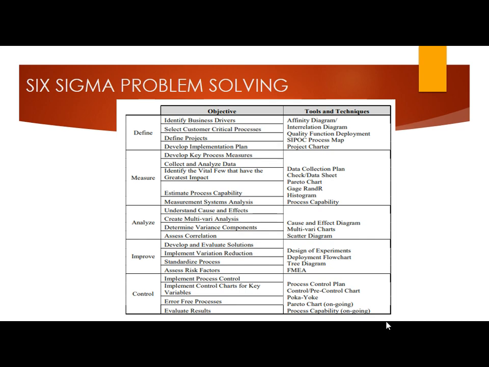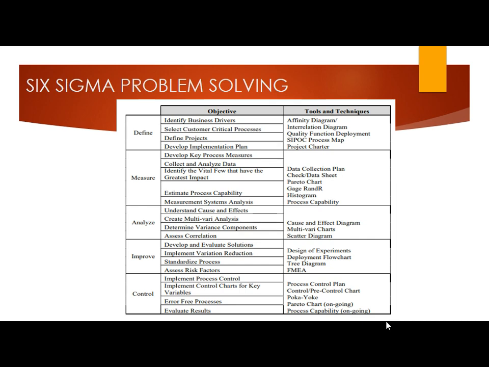For A, that is Analyze, we have objectives like understanding cause and effect, creating multi-variate analysis, assessing correlation, and determining variance components. So we have tools like cause and effect diagram, multi-vari charts, and scatter diagram used for the analysis part. Second last is Improve. For Improve, the objectives are to develop and evaluate the solutions, implement variation reduction, standardize the process, and assess risk factors. Various tools are FMEA, design of experiments, deployment flowchart, and tree diagram.